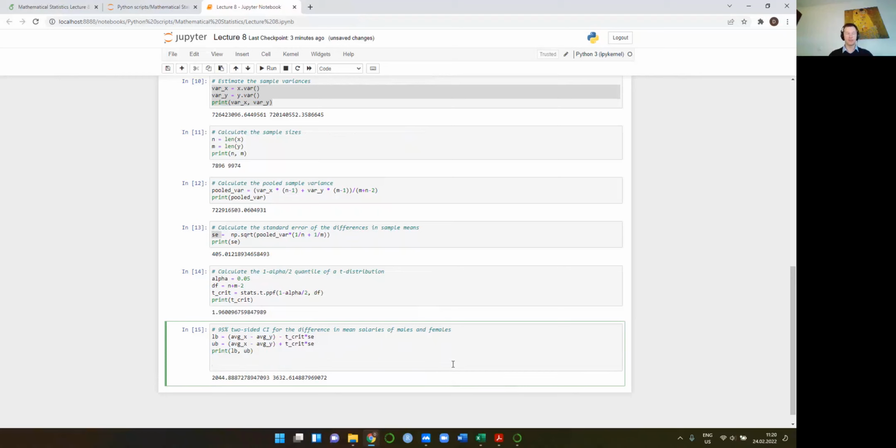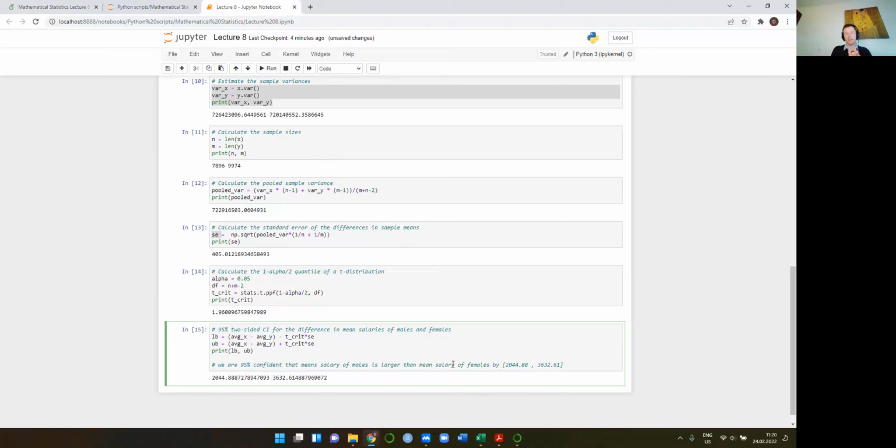So with this result, we can say that we are 95% confident that the mean salary of males is larger than the mean salary of females. By how much? Any number between these and this. We don't know the true difference, but we are 95% sure that this difference is bounded between these two numbers.